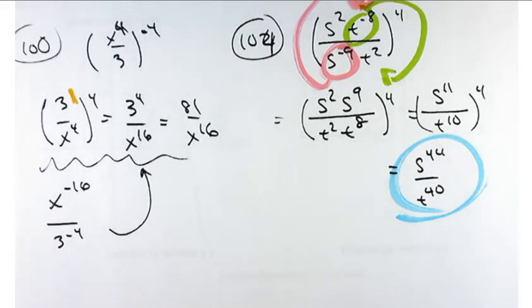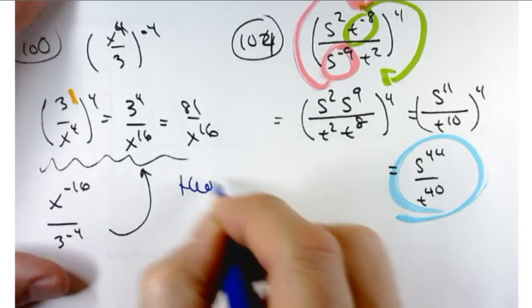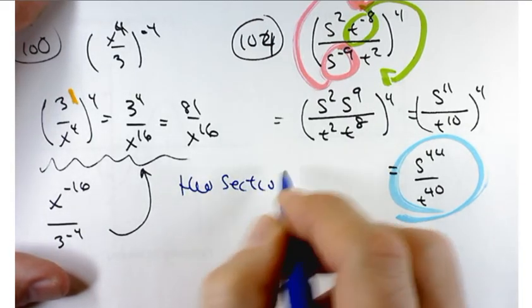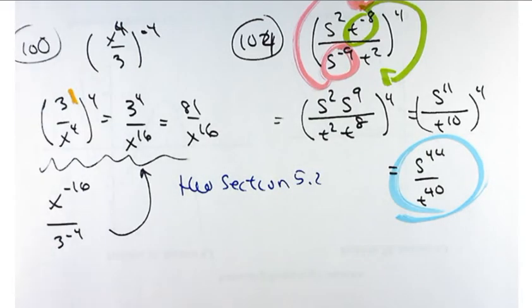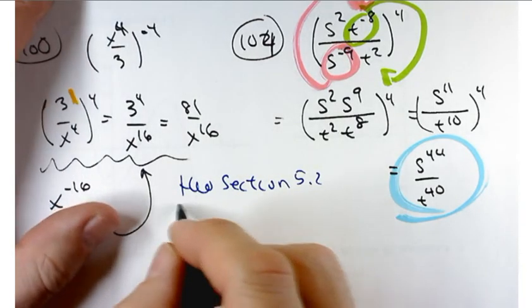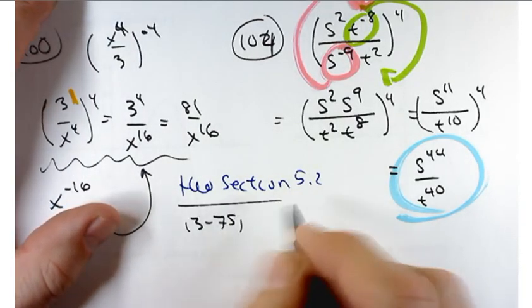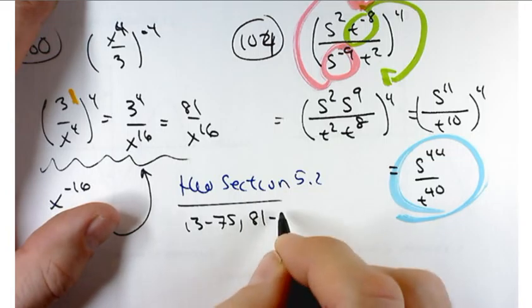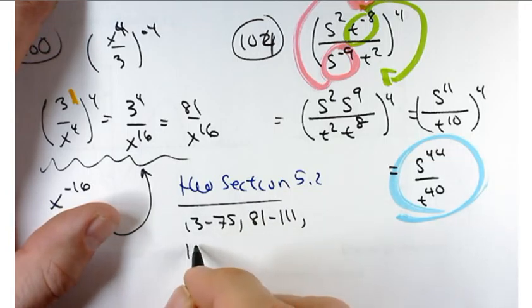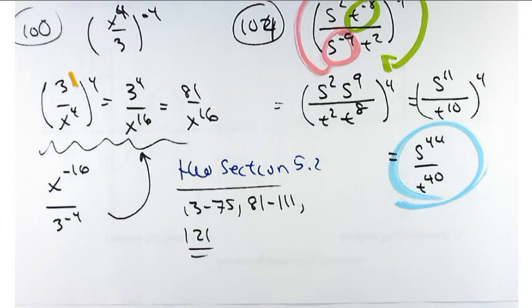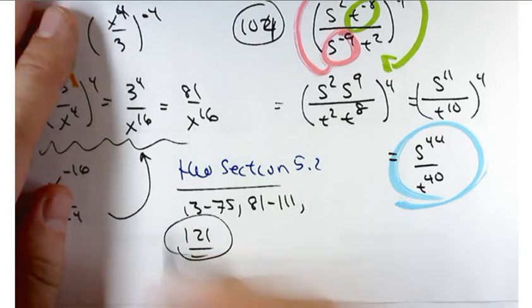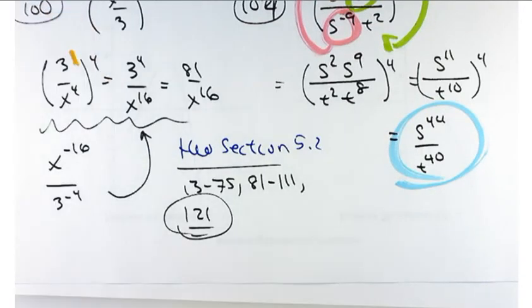For homework, section 5.2. Try problems 13 through 75 and 81 through 111. There's also problem number 121 that would be of interest to you as well. If you'd like, we can do problem number 122. No takers? Okay. All right.